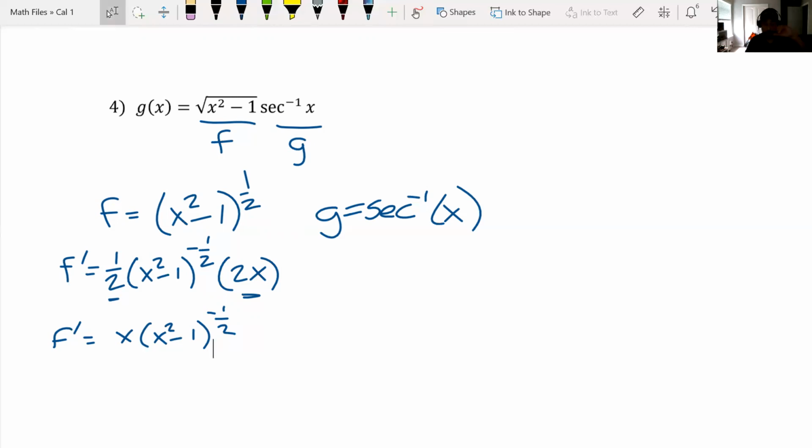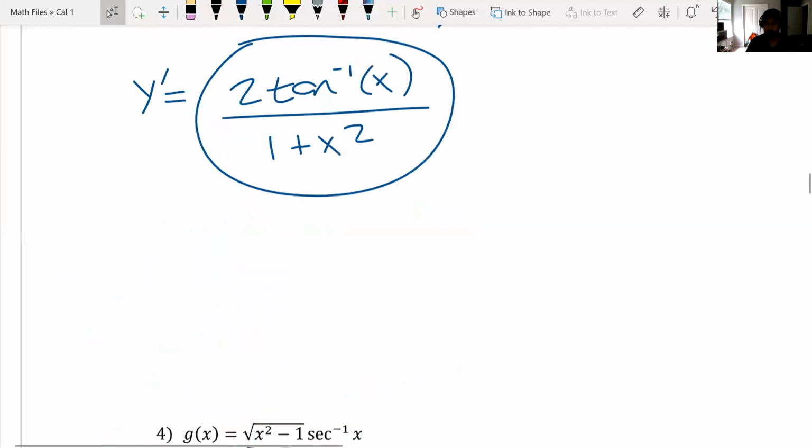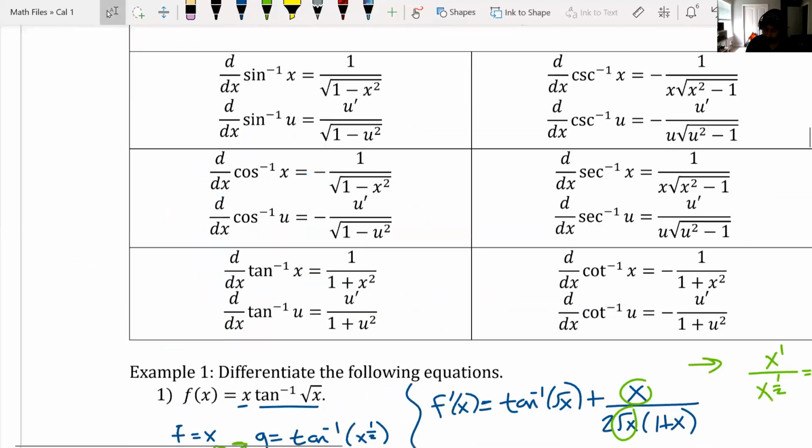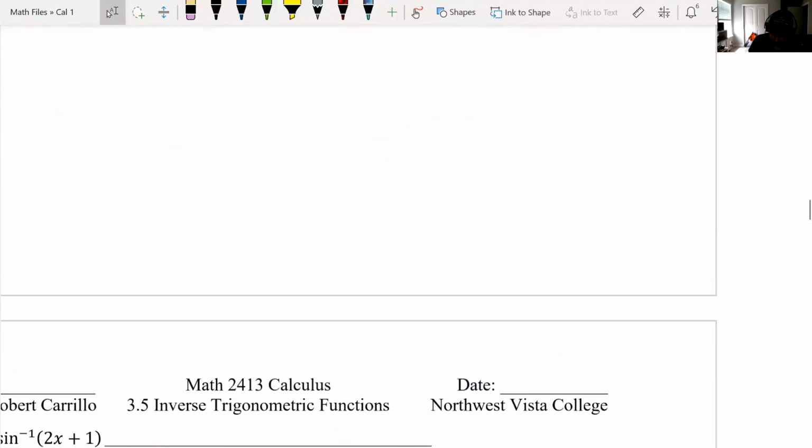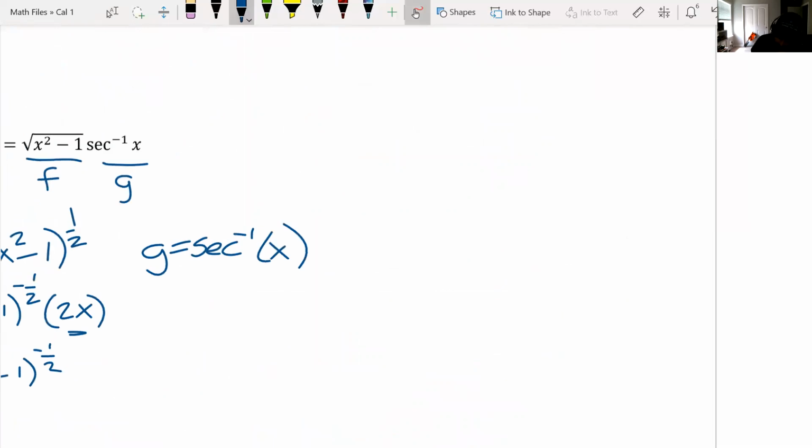Okay, now we want the derivative of the inverse secant function. So I'll just scroll up. Derivative of the inverse secant function right there: 1 over x times the square root of x squared minus 1. So g prime becomes 1 over x times the square root of x squared minus 1.